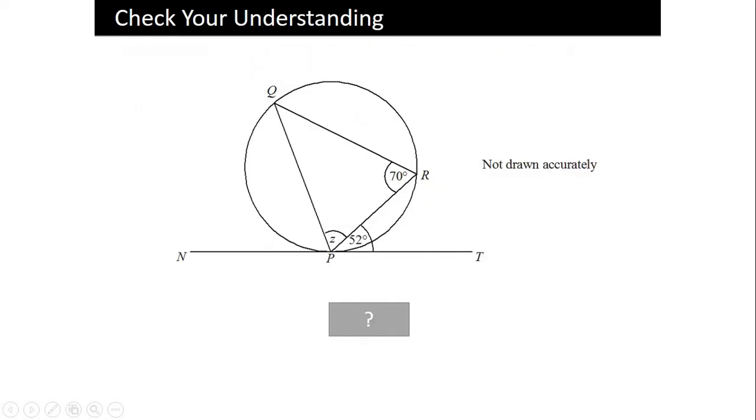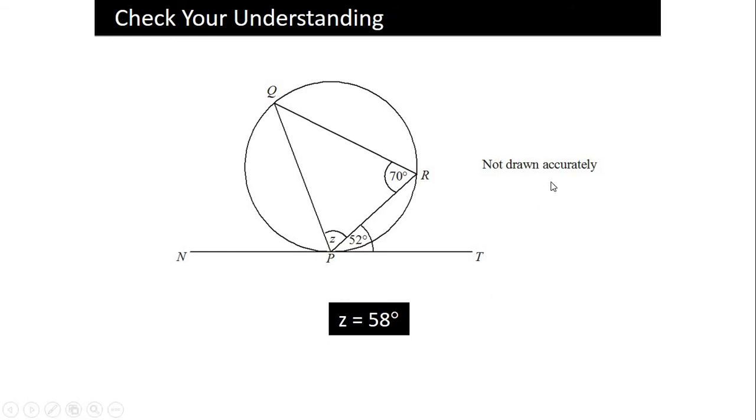So let's check your understanding then, if you want to pause the video and have a go at this question. So we're trying to find angle Z. Hopefully you spot that the angle between the tangent and the triangle here is 52, which will mean that this one is the alternate angle, so this would be 52 degrees here. Then you're using the fact that angles in a triangle add up to 180, so 52 plus 70 subtracted from 180, hopefully you got 58 degrees.